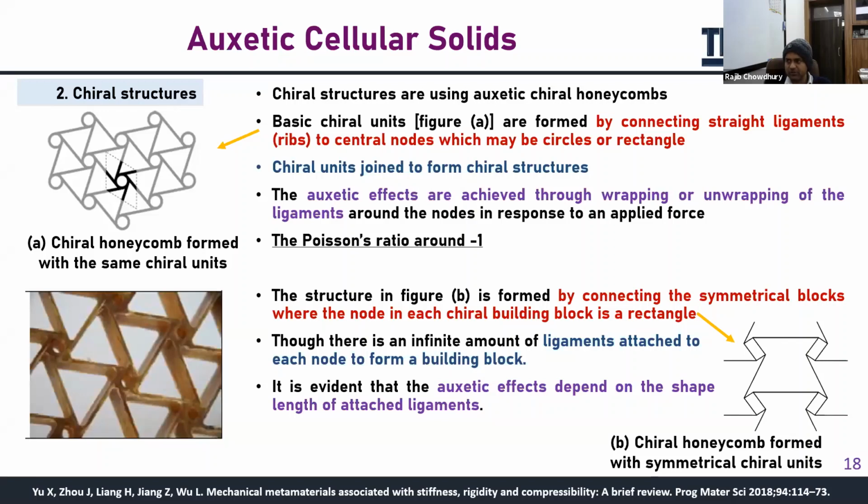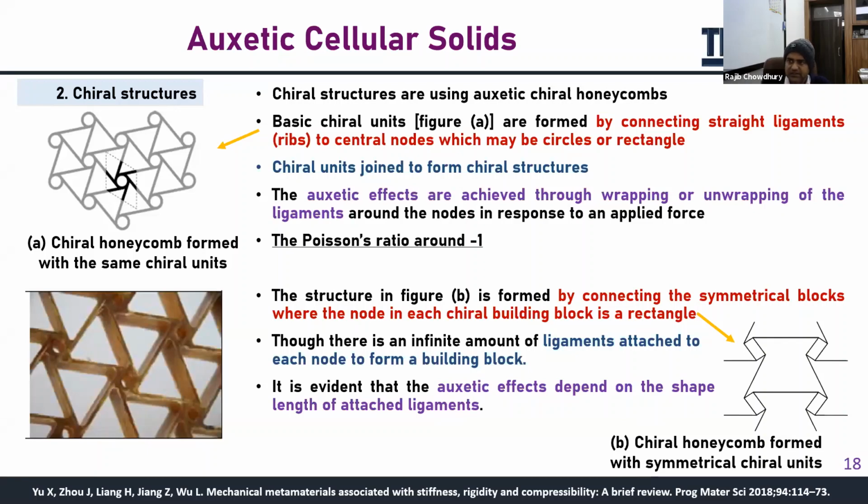The Poisson's ratio of the chiral structure shown in figure A under in-plane deformation is around -1. The structure in figure B at the bottom right connects symmetrical blocks where the nodes in each chiral building block are rectangular. Though there is an infinite amount of ribs that could be attached to each node to form a building block, it is evident that these exotic effects depend on the shape of the node and the length of the attached ribs or ligaments.